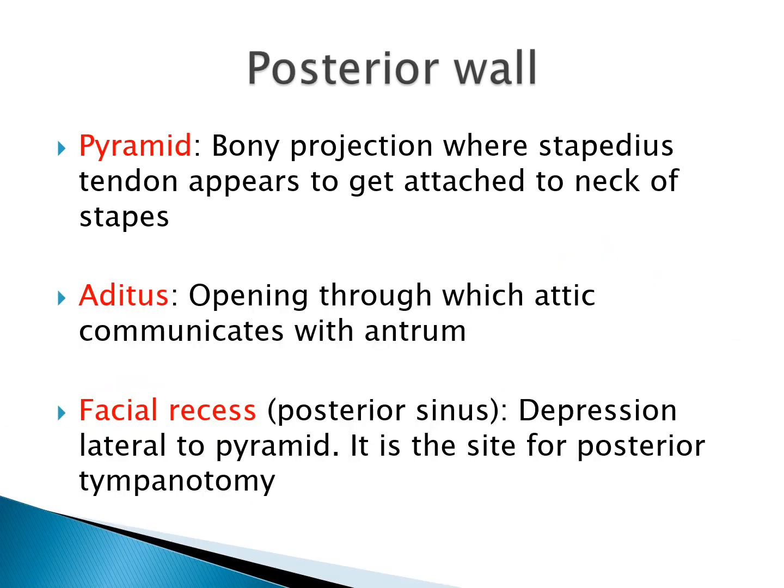Now the posterior wall. So posterior wall has many important structures. One of them is pyramid. Pyramid is the bony projection where the stapedius tendon appears to get attached to the neck of the stapes. So pyramid gives attachment to the stapedius tendon. Then adytus. Adytus is the opening through which attic communicates with the antrum. So I'll show you the figure also. So basically adytus is an opening from where the middle ear attic part, that is epitympanic part, communicates with the antrum.